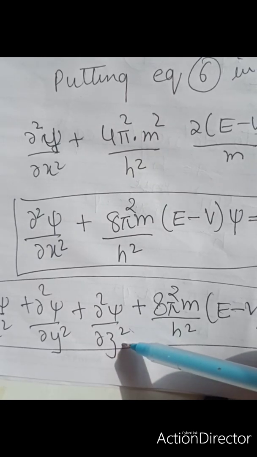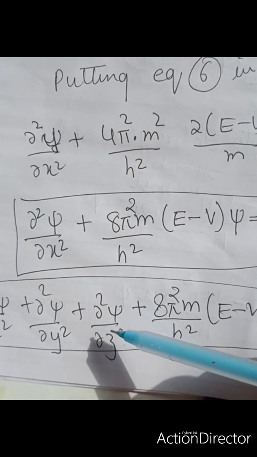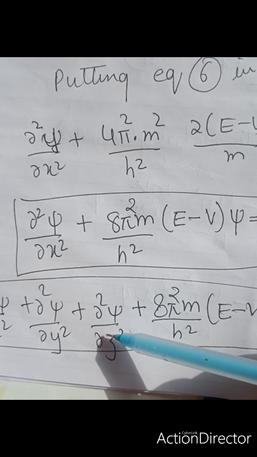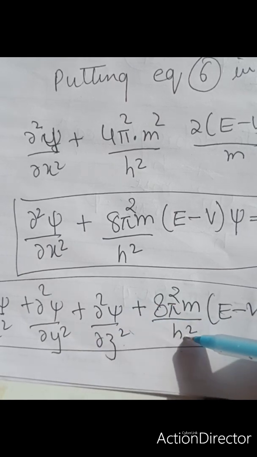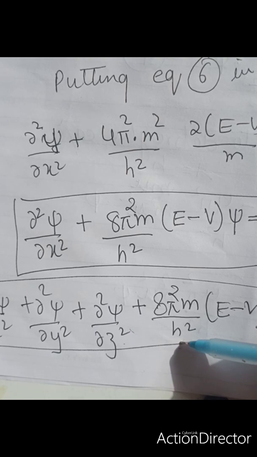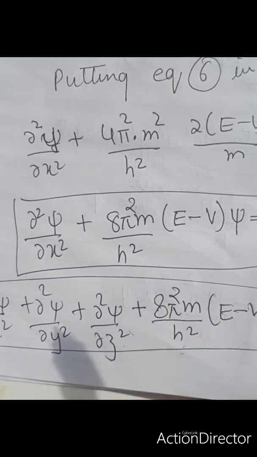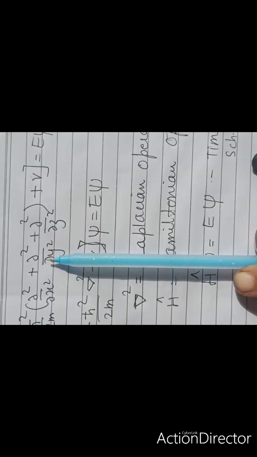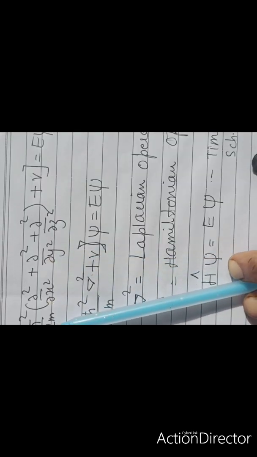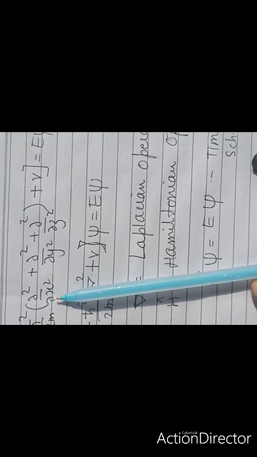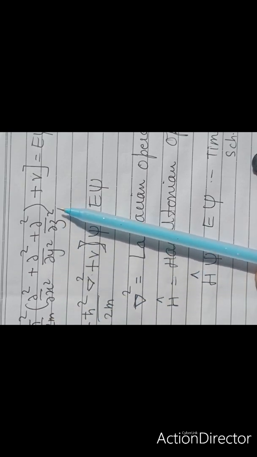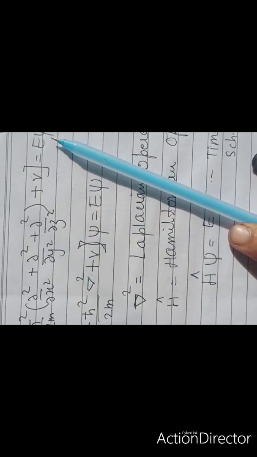Now I will be solving it further. Instead of the x, y, z axes I can use del square, and instead of using h I will be using h cut, that is nothing but h upon 2π. So now this will be my equation: h cut squared upon 2m, and these coordinates I am taking in one bracket, and then plus V is equal to E psi.